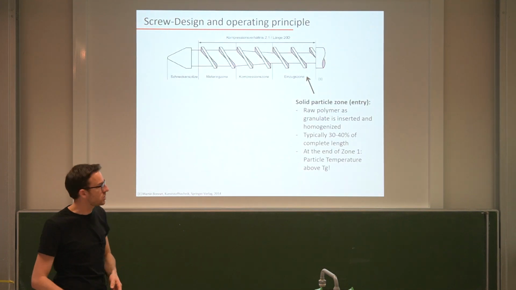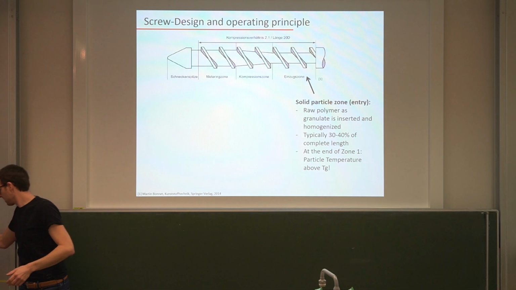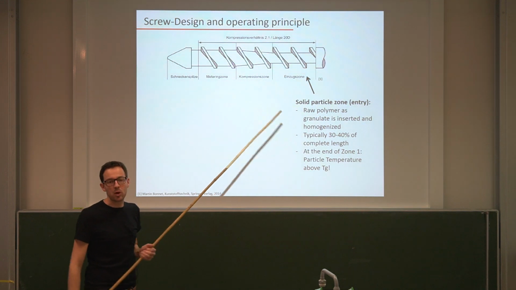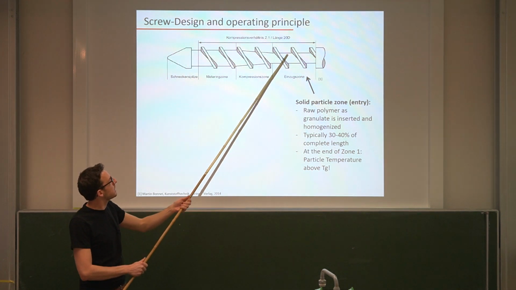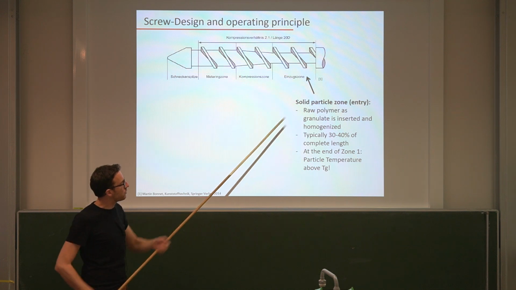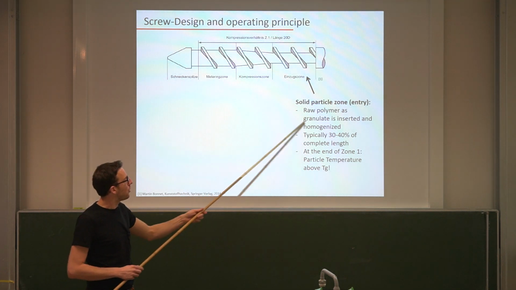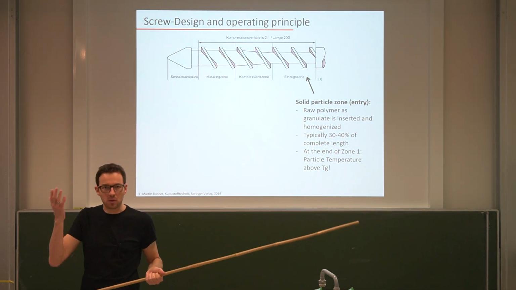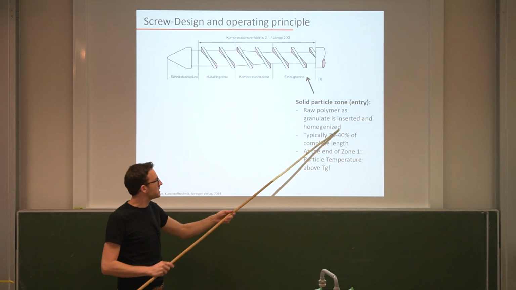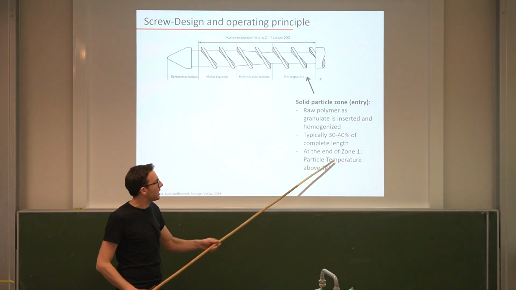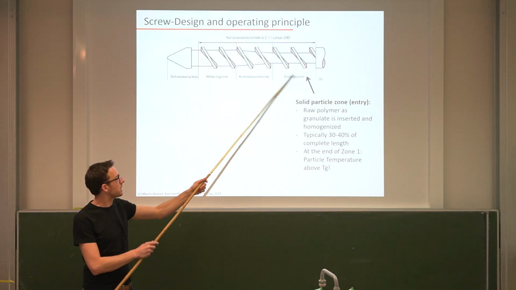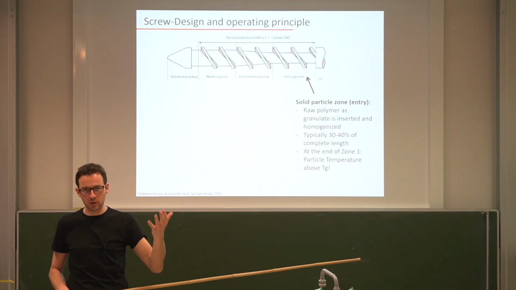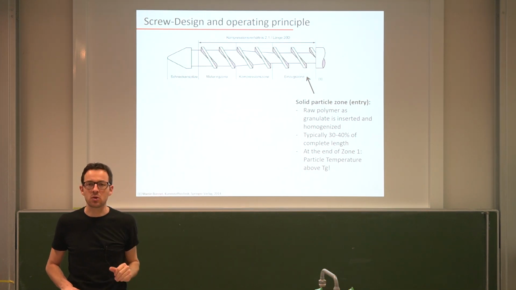So here again, you see the cross-section of the screw. And you see, in the beginning, this is where you have your polymer granulate. The cross-section here is relatively small. So in this entry zone, we have solid particles as the raw polymer product. And they are firstly mixed here. If you want to have multiple polymers or whatever, different colors and so on, here you can mix them and homogenize the powder. And at the end of zone 1, we try to get the particle temperature above the glass transition temperature. Because what we need to do is we need to soften our material and eventually push it into a melted state.